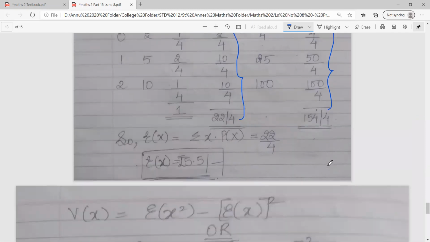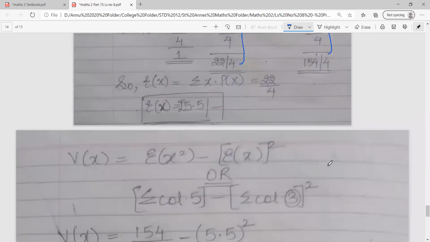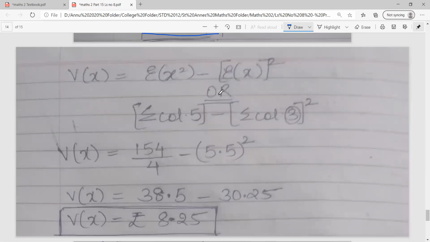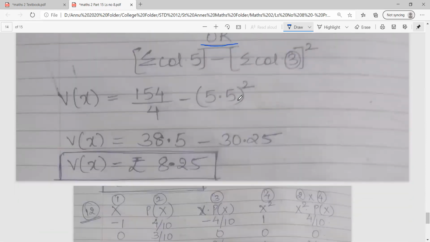So now you can easily remove E of x is equal to summation x into P of x. So 22 by 4, the answer is rupees 5.5. V of x is E of x square minus E of x the whole square, or total of fifth column minus total of third column the whole square. So on adding, dividing and squaring everything, I get 38.5 minus 30.25. I get the answer as rupees 8.25.